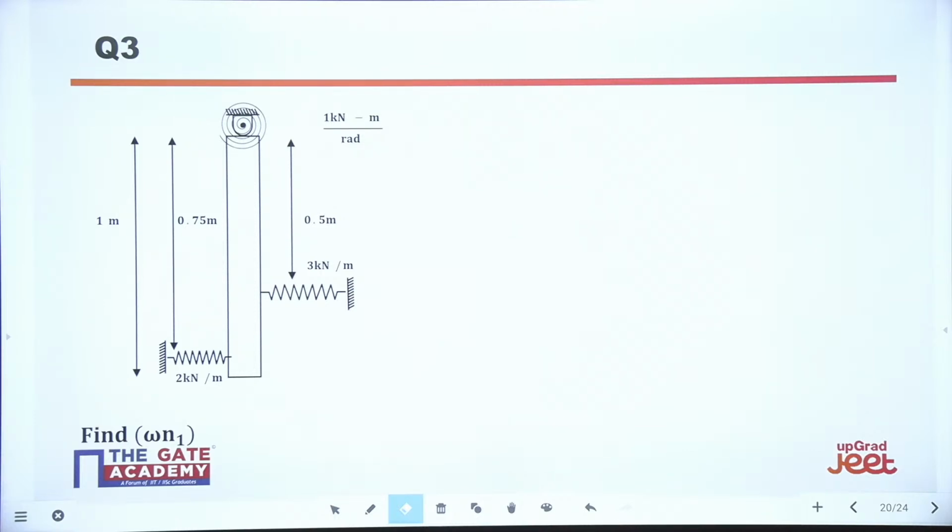Any answer? How can we solve these kinds of questions? Any answer to this question?